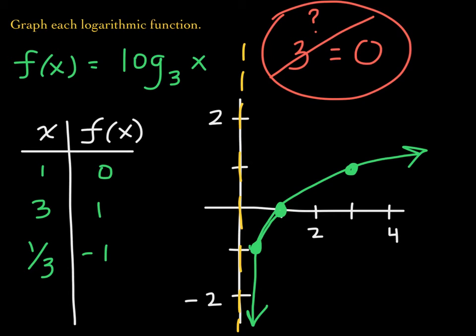Notice that this function would be considered an increasing function because it's going up from left to right. Your function values are increasing as you read your graph from left to right.